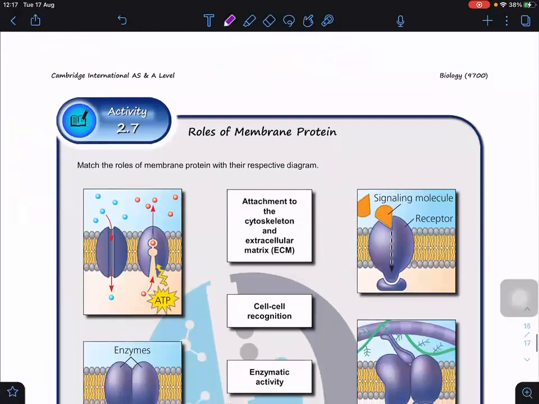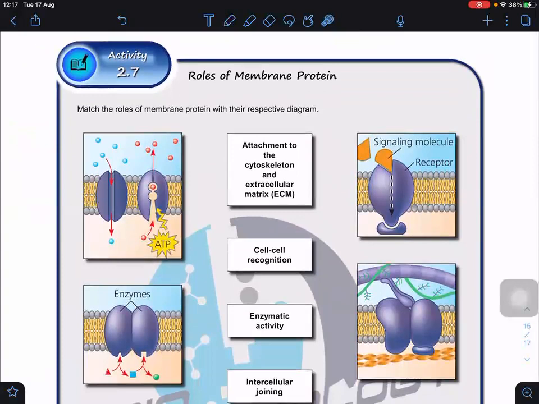So what are the roles of the membrane proteins? First, attachments to the cytoskeleton and extracellular matrix. Now, what's the difference between extracellular fluids and extracellular matrix? Matrix basically means protein structure. So the extracellular matrix is the proteins of the fluids, sometimes called tissue fluid. It means the entire structure, so the extracellular matrix is a component of the extracellular fluid.